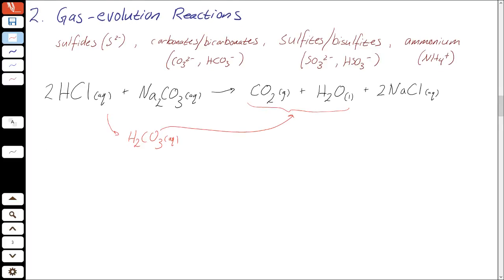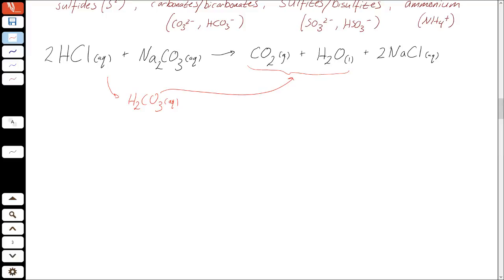So the net ionic equation for a gas evolution reaction like this, well, let's take it apart and look at it. So let's do the complete ionic equation first. Our complete ionic equation is going to be, we're going to break up our acid because we know that's a strong acid, a strong electrolyte. We're going to break up our sodium carbonate because we know that's aqueous as well.